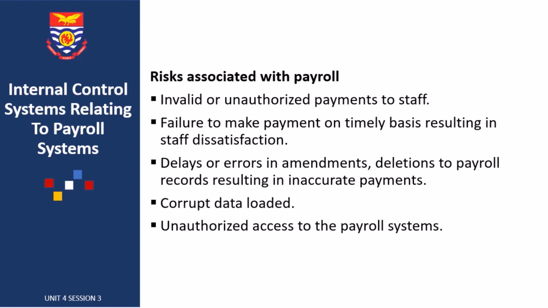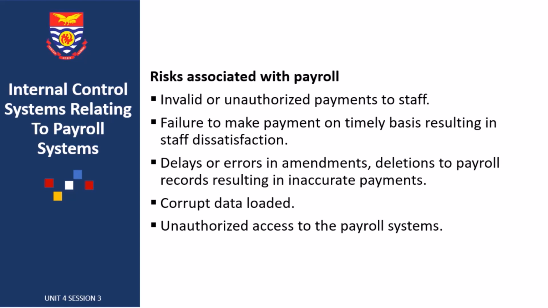Now, we have some risks associated with the payroll. It is possible that there will be an invalid or unauthorized payment to staff. Then failure to make payments on a timely basis also results in staff dissatisfaction, when the salary is delayed for a time. There could also be delays or errors in amendment or deletion to payroll records, resulting in inaccurate payment. So if they take some people or names off the register or the payroll, there are some amendments, it can also result in some inaccurate payment.